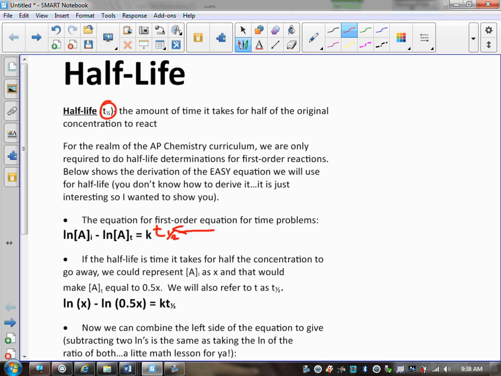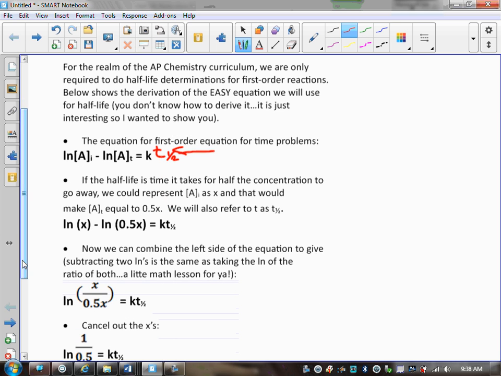Now, in terms of half-life, we said you have some initial concentration, and when half of it's left is when you're at your half-life. So I'm going to call the initial concentration X. Okay, so right here, you can see I plugged in X for my initial concentration, and then I plugged in 0.5 X as my final concentration, because we're trying to calculate the time it takes for half of it to go away. And so I plugged in those values.